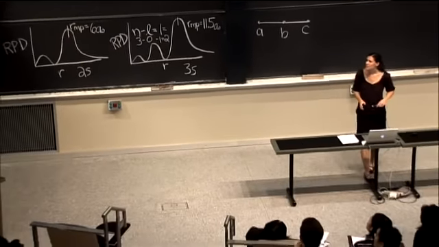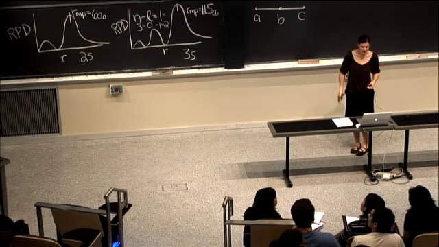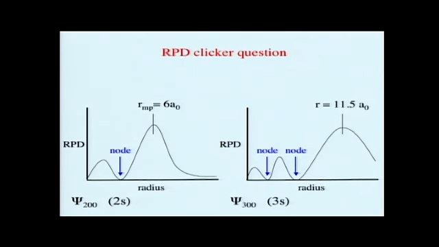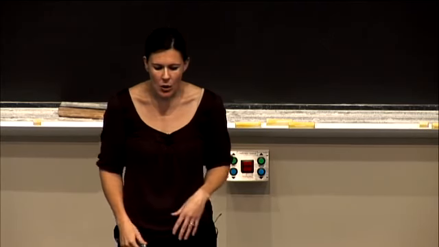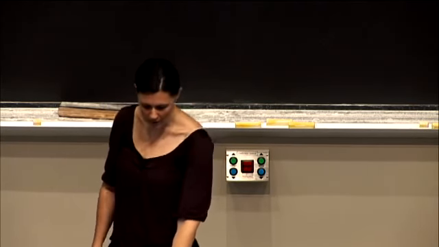All right, so we can switch back to our notes. So we got our clicker question set there. And so now we can move on to thinking about p orbitals. We now have two ways to talk about p orbitals. We can talk about the wave function squared, the probability density, or we can talk about the radial probability distribution.